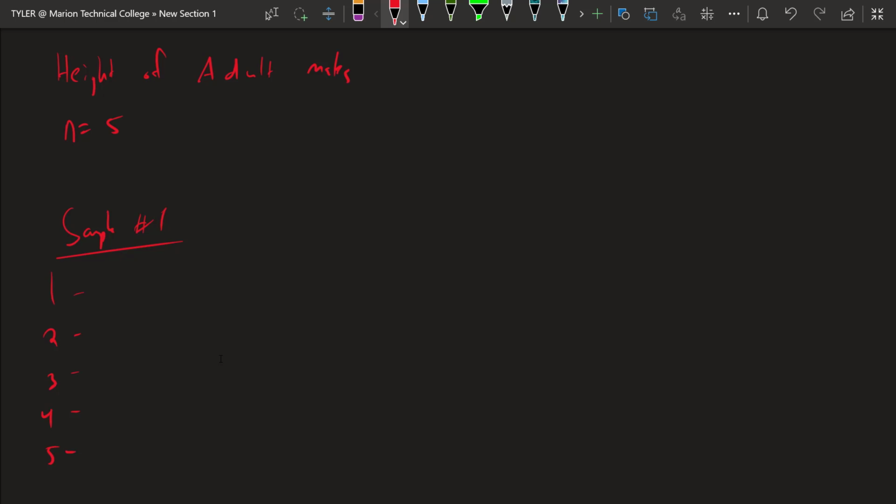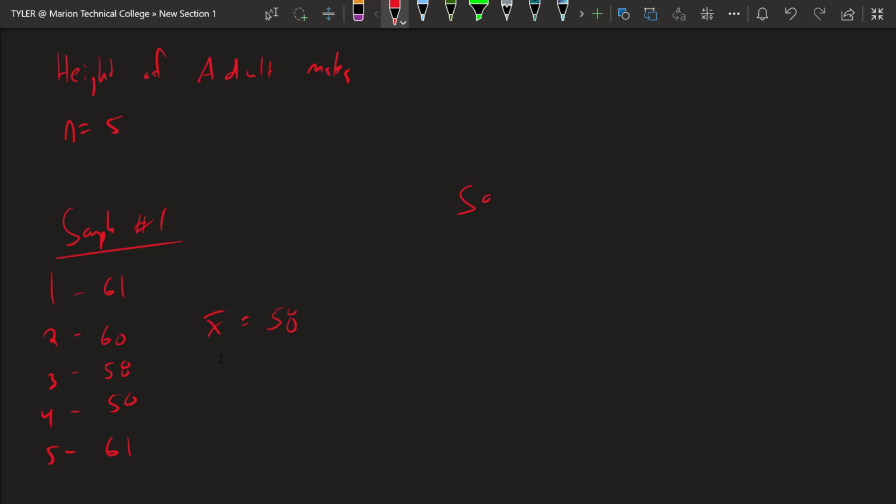Let's say we have someone who's 61 inches, 60 inches, 58, 50 inches, and 61 inches, right? And then what I can do is compute a mean of this sample, which would be x bar. So I would add them up: 61 plus 60 plus 58 plus 50 plus 61, and then divide by 5, and I get 58. So the mean of this sample is 58.